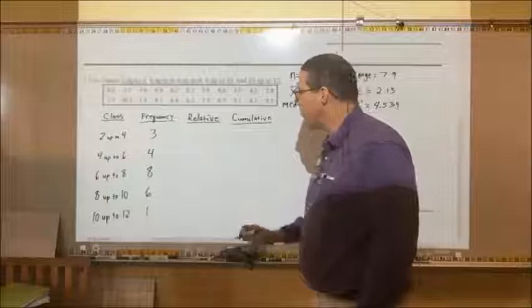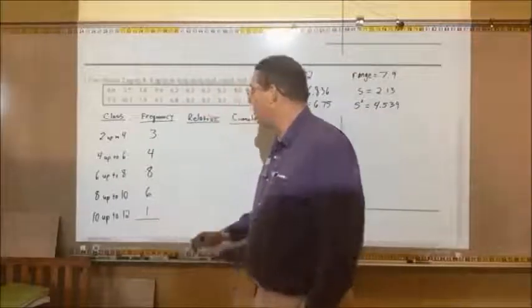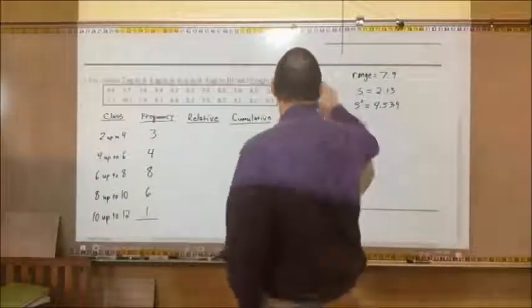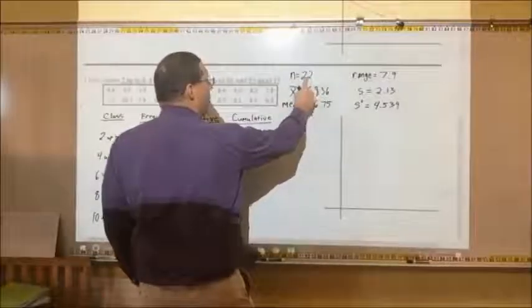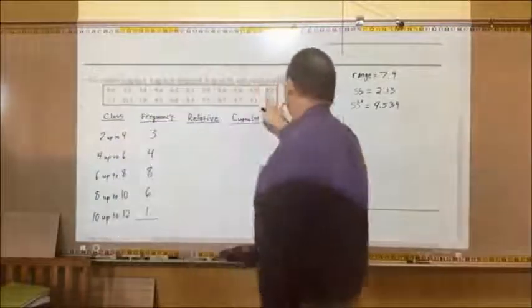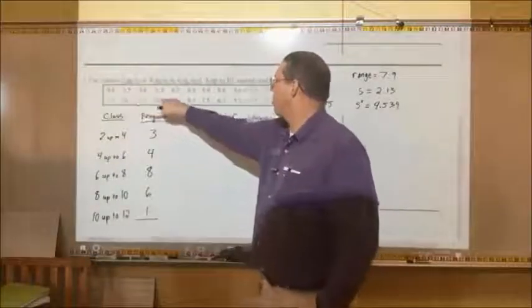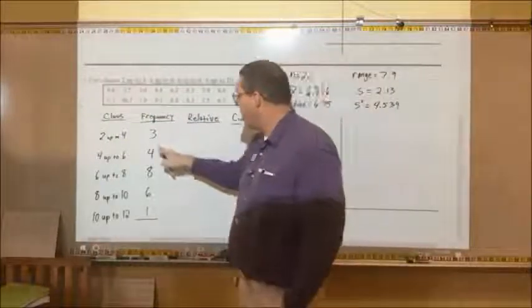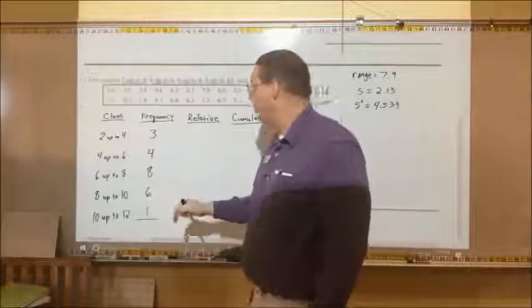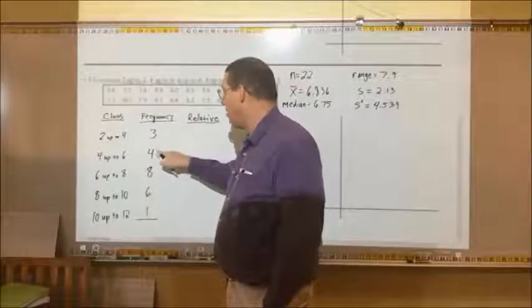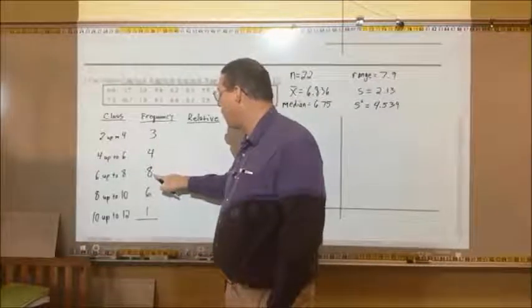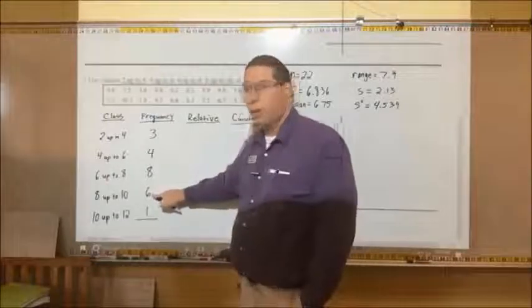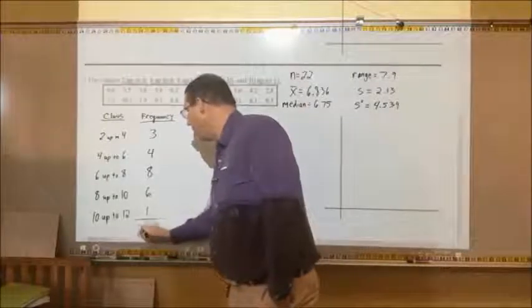Now we can tally this up and make sure it's 22. Remember, n equals 22. That's the number of observations, and that's how many numbers are here: 2, 4, 6, 8, 10, 12, 14, 16, 18, 20, 22. If we add this up, it should equal 22. So 3 plus 4 is 7. 7 plus 8 is 15. 15 plus 6 is 21. Plus 1 more, that's a total of 22.